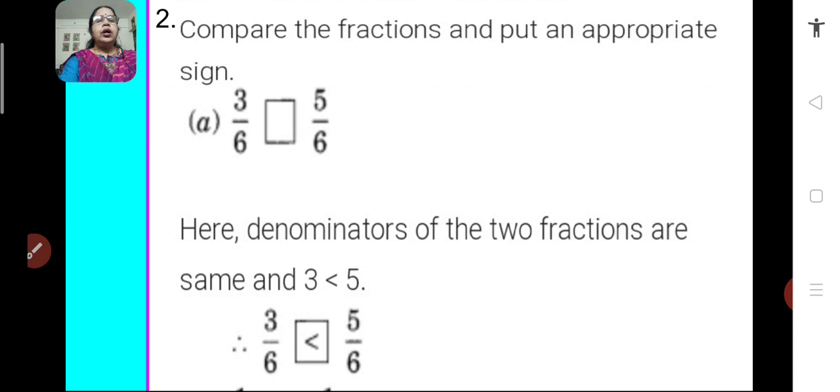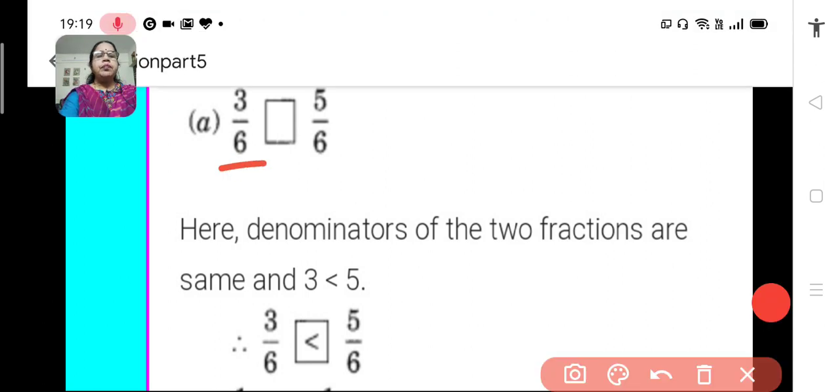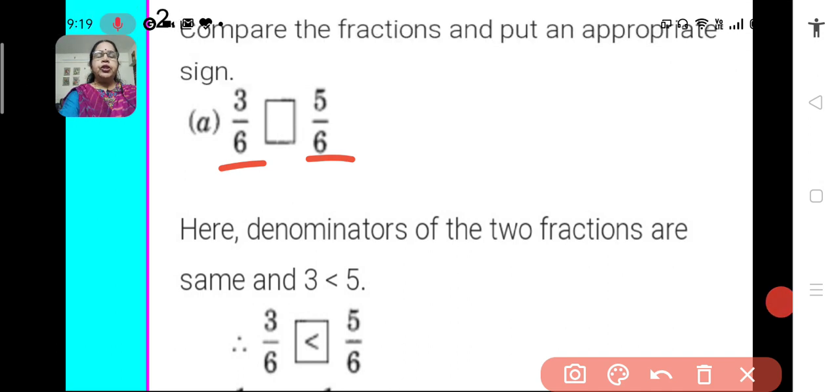Problem number 2. Compare the fractions and put an appropriate sign. So we have to compare these two fractions, 3 upon 6 and 5 upon 6. We can see the denominators of both these fractions are the same. That means we have to compare the numerators, and the fraction with the greater numerator will be the greater one. So 5 is greater than 3. So we have the fraction 5 upon 6 greater than 3 upon 6.